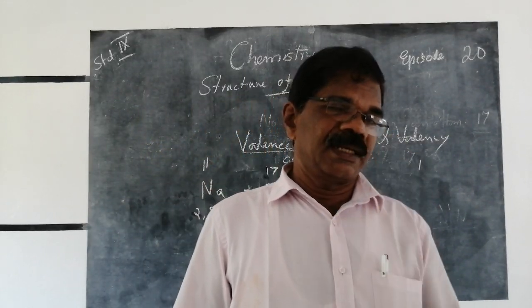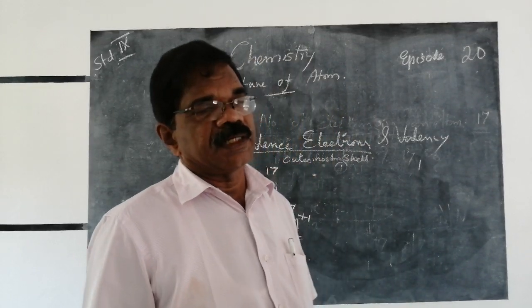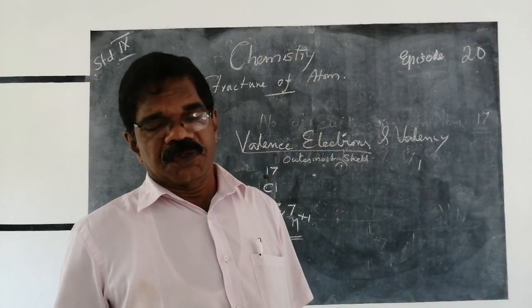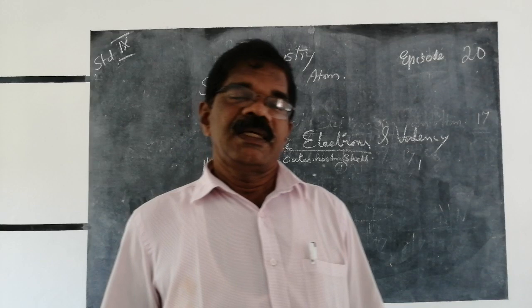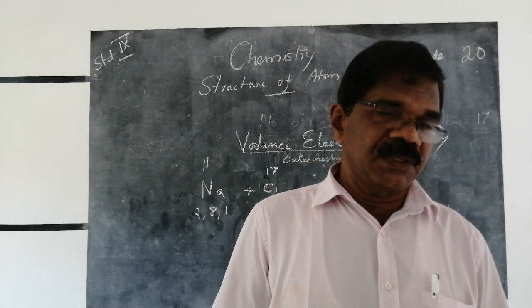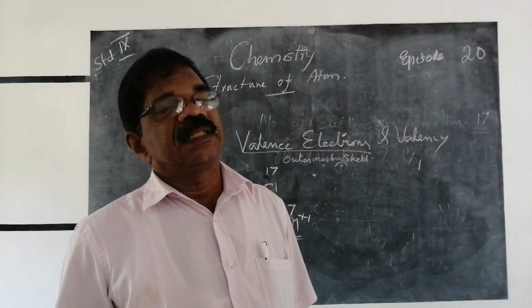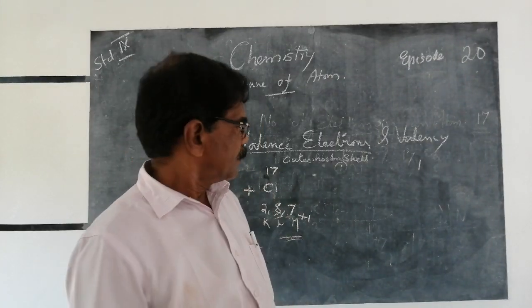There are some elements in the periodic table that you are going to study in the higher classes. In the periodic table, the total number of groups is 18. For the representative elements, the group number denotes the valence electrons.